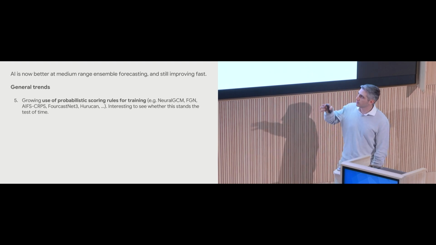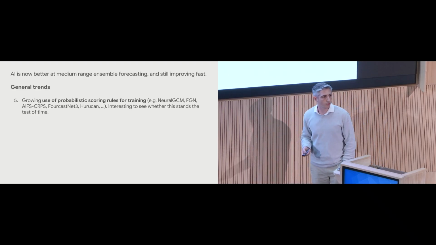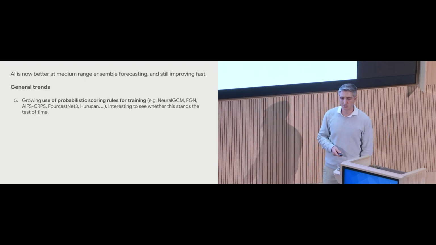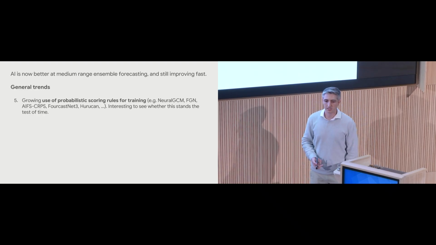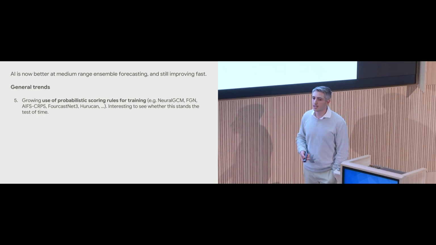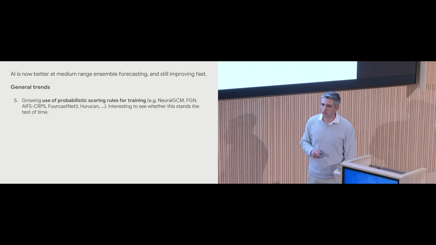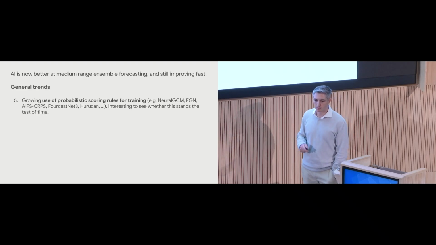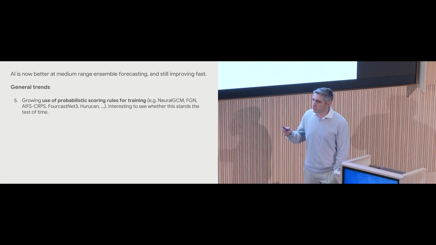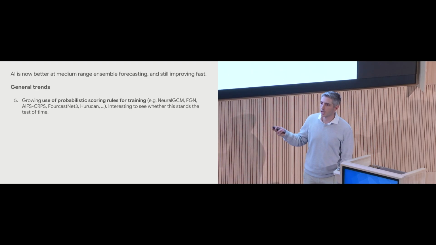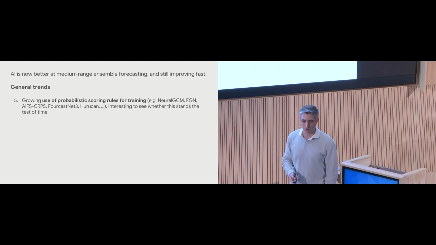I wanted to flag this next trend as something of its own: the increasing use of probabilistic scoring rules for training probabilistic weather models. It's been used in ULGCM, in FGN, AIFS CRPS, and in ForecastNet that you heard about yesterday. I think Microsoft also put out another paper a couple of days ago with a model called Huracan, and it looks like they're using this as well. So it'll be interesting to see whether this stands the test of time, or whether it gets replaced by the next great probabilistic objective that improves performance further.